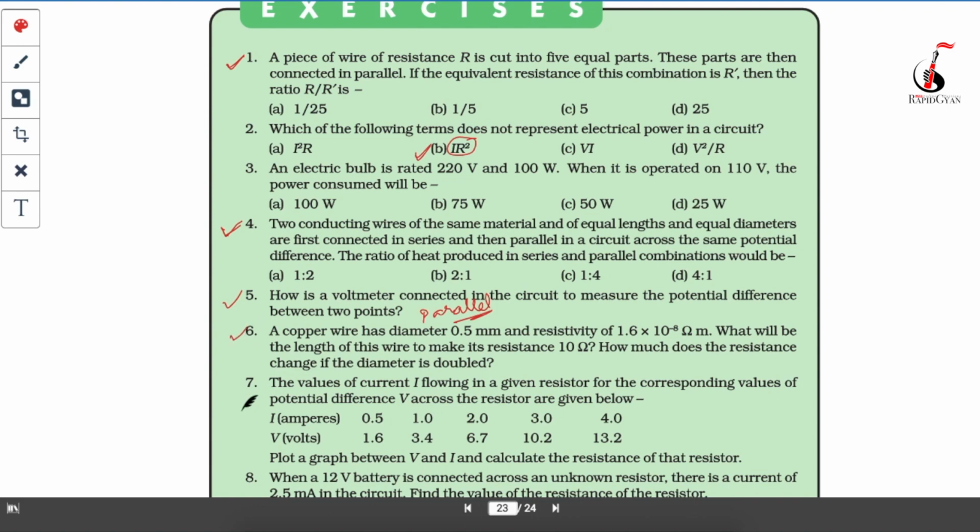So let's go to your sixth question. The sixth question is saying that a copper wire has diameter 0.5 mm and resistivity of this much. What will be the length of this wire to make its resistance 10 ohm? So you will have to use the resistivity formula because resistivity is given. Fine. How much does the resistance change if the diameter is doubled? Okay, fine. Let's solve this.